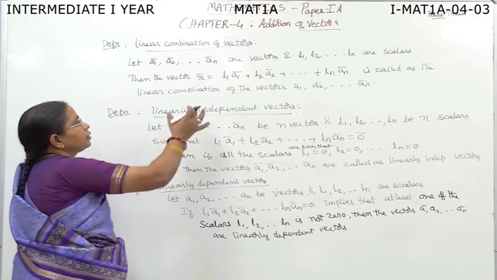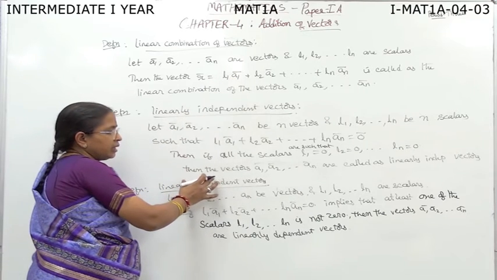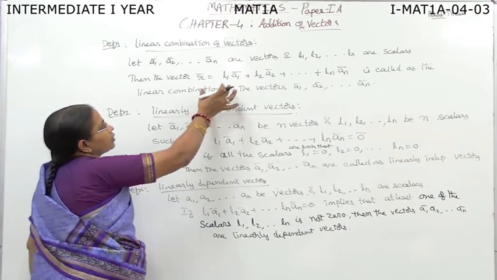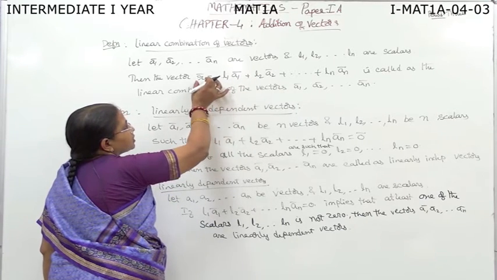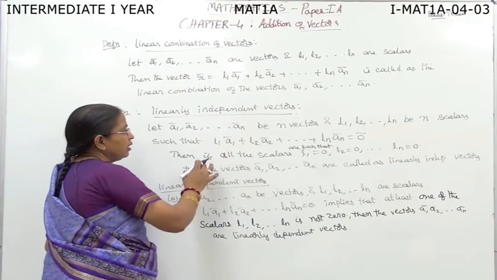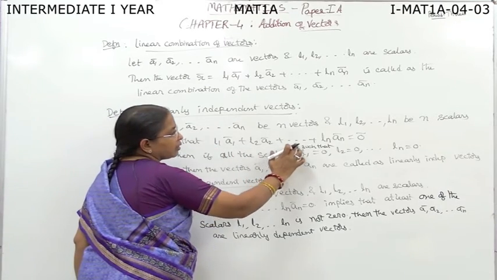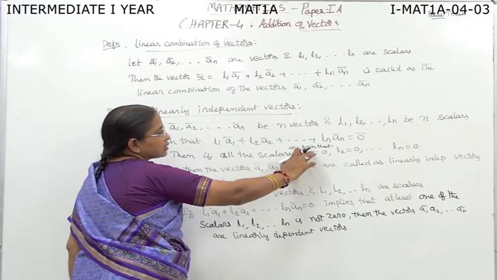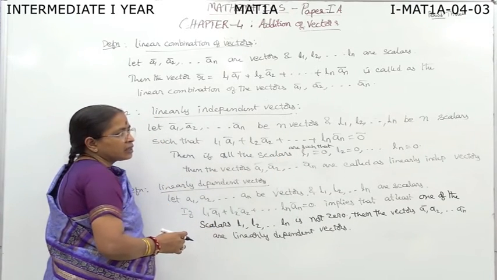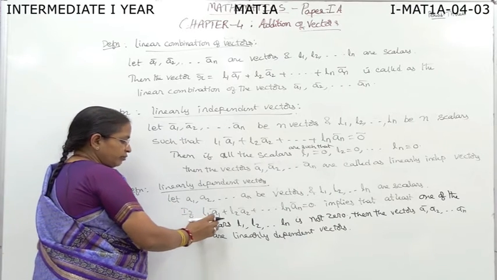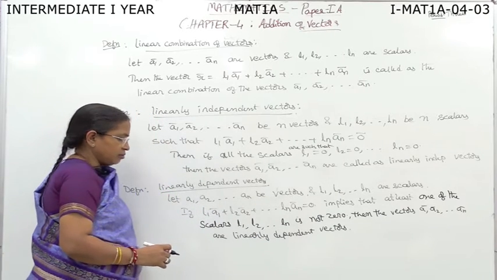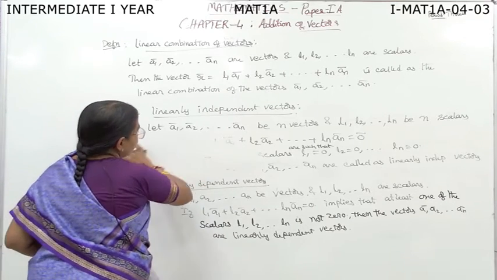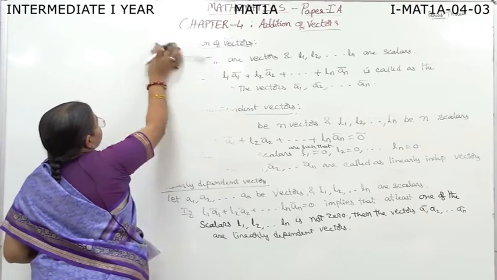So, linear combination of vectors, next linearly independent vectors, next linearly dependent vectors. In the linear combination, you will have this expression, which is the linear combination of the vectors. Now in linearly independent vectors, you have this equation equal to 0, and if all the scalars are equal to 0, then the vectors are called linearly independent. If at least one of the scalars is not 0, then the vectors are called linearly dependent vectors. Now we'll continue with the problems.